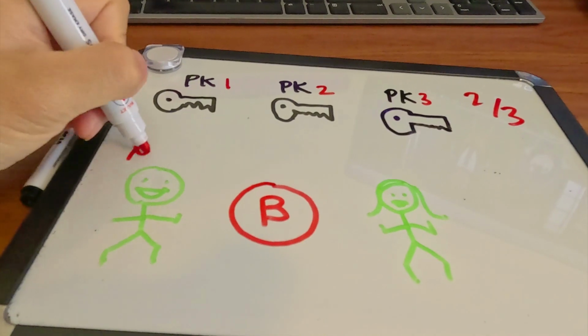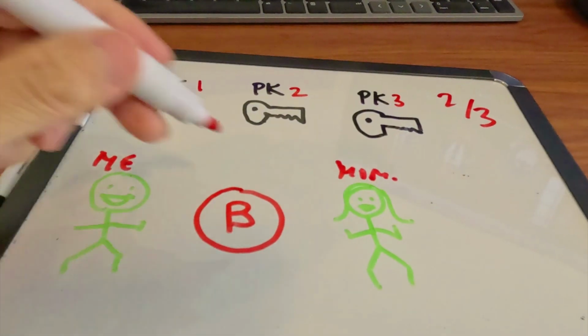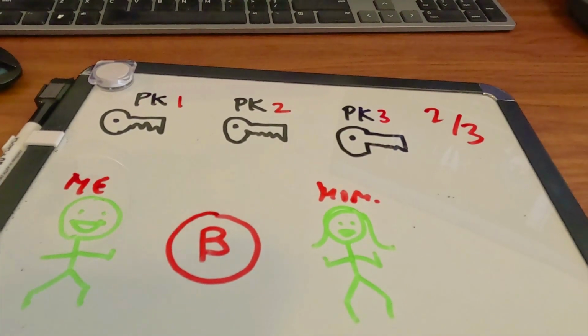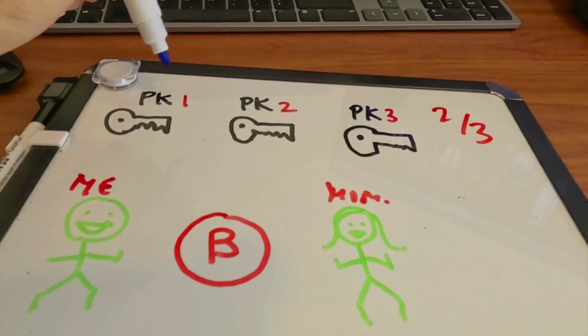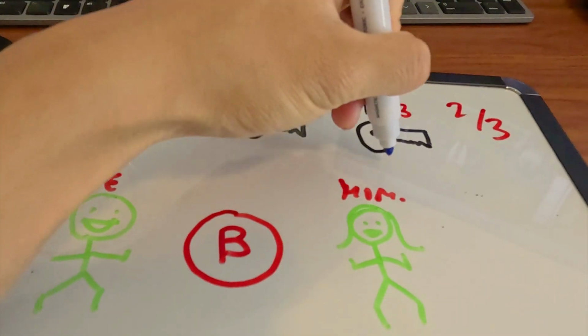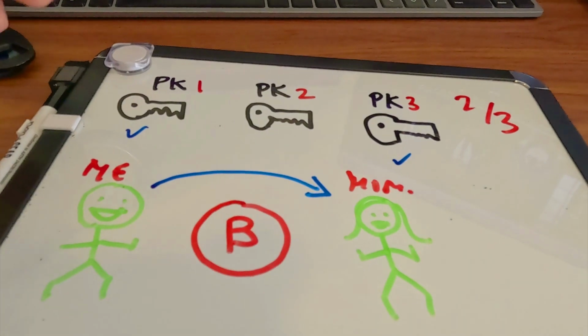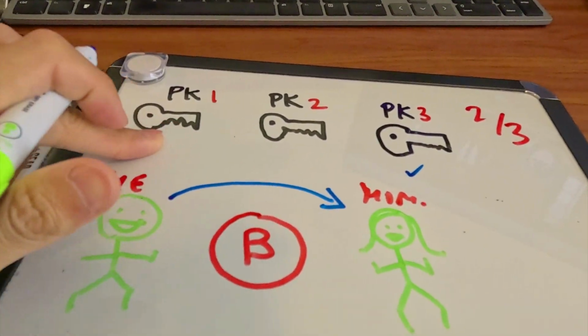So here's me and here's my mom, and I want to send some Bitcoin to my mom. So what will happen is that I would need 2 of these 3 keys in order to send. So if I have access to this key and that key, that will be enough for me to send the transaction over to my mom. But if I only had 1 key, then that wouldn't be enough for me to actually make the transaction happen. So that's the protection of Multisig.